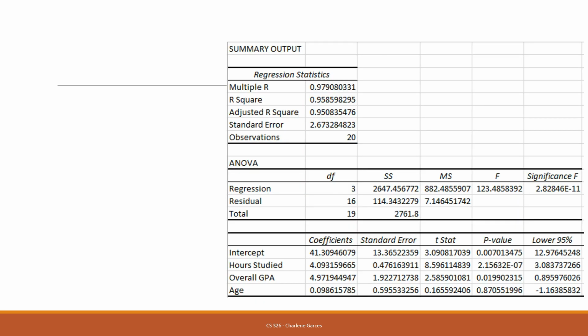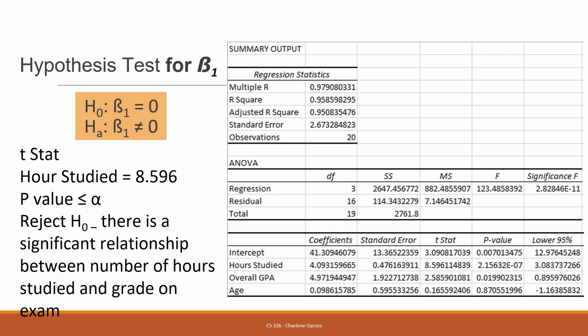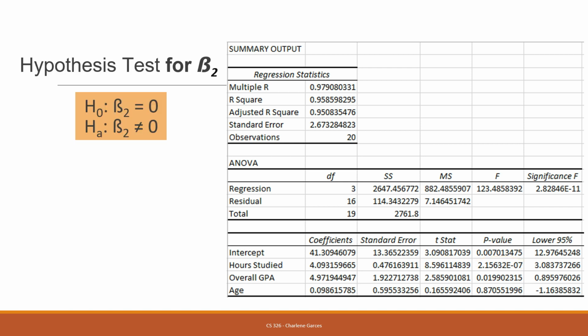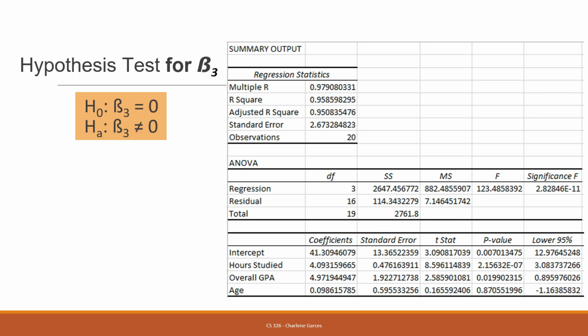So this is the hypothesis test for B1, or the coefficient 1. This one, our statistic is 2.596, so we reject H0, the null hypothesis. So there is a significant relationship between the number of hours studied and the grade in the exam. I don't want you to lose focus on the model that we created using the variables, which somehow predicts with a level of accuracy. So these are just explanations.